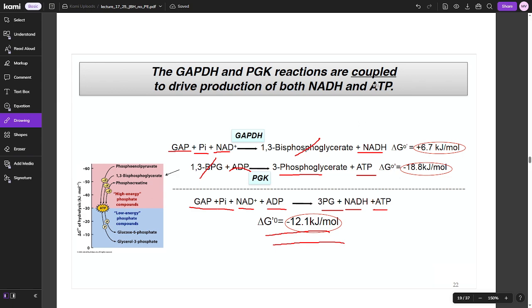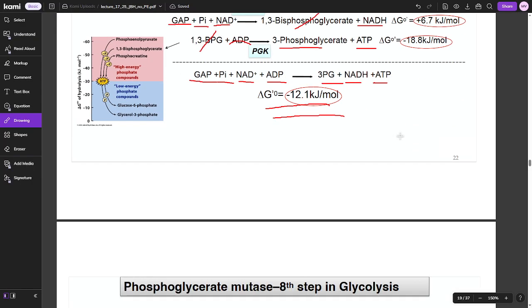So, very favorable, because they are coupled together. They are added together. If they were not coupled and they were separated, this would just be positive and that would be negative on its own, and they would not add. But then glycolysis would just not work, right? So the fact that they are coupled together means that this reaction actually occurs.